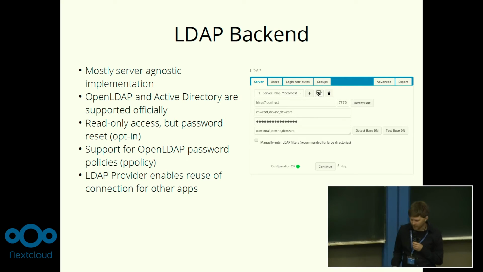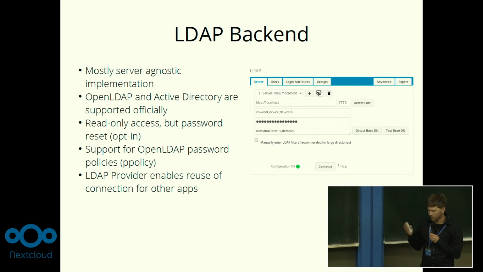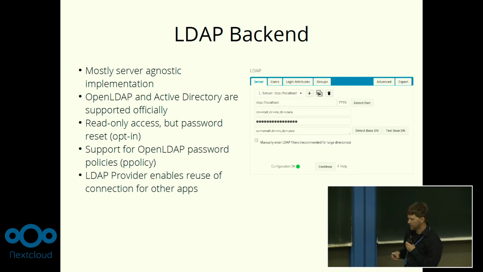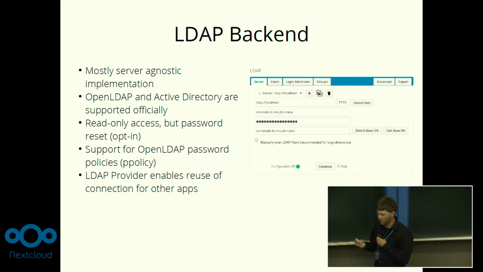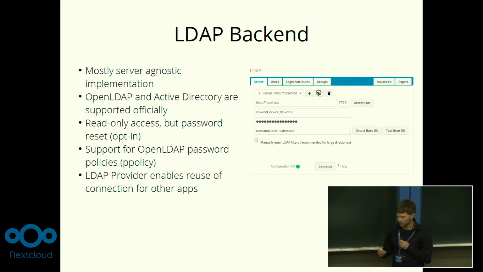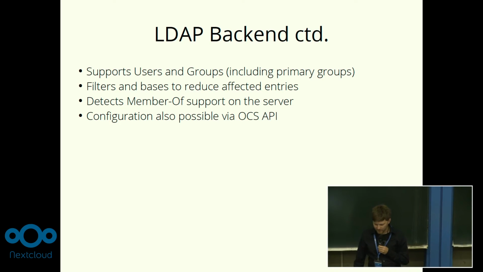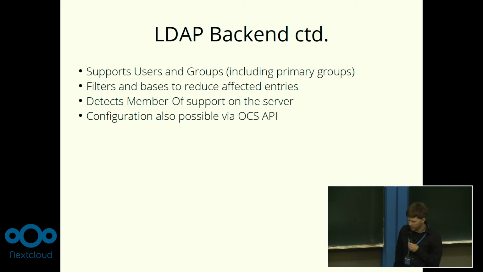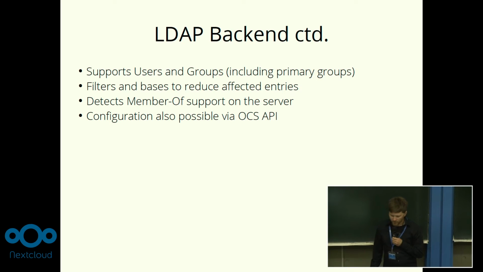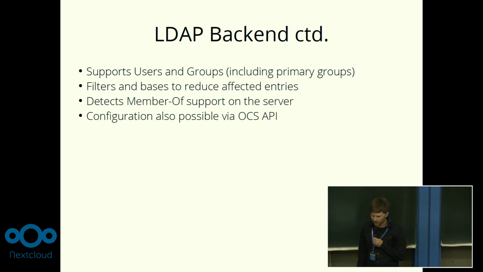And what's already there is that there's also a possibility for custom or third-party apps to retrieve an LDAP connection for a given user and also do some operations there. So that's the way to enable other apps to get access to this. Support for users and groups is pretty much expected. We also include primary groups. In the past, it was only possible for Active Directory, but meanwhile, it's also possible to get the primary groups for OpenLDAP. You can define LDAP filters and different bases to reduce the affected trees and have better performance when searching in the LDAP tree.